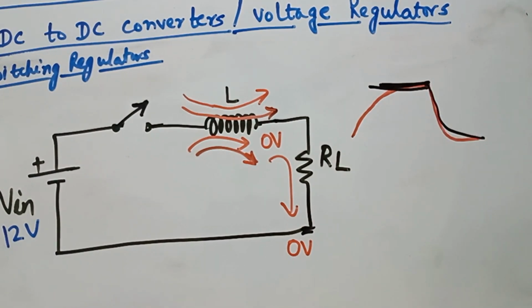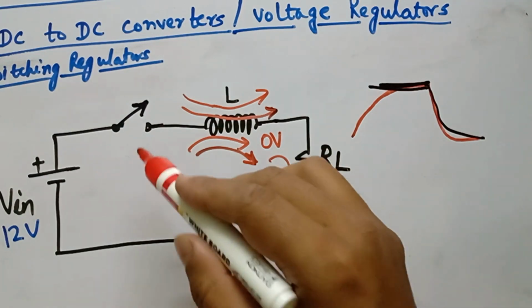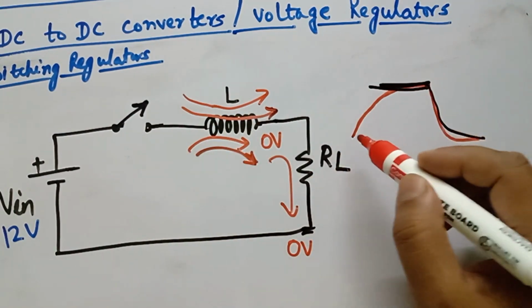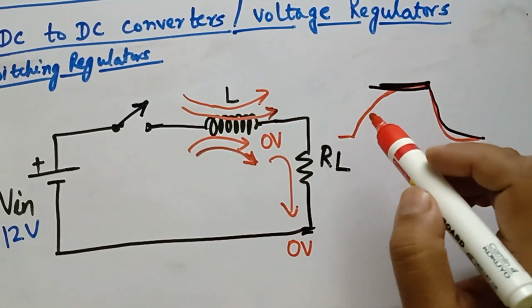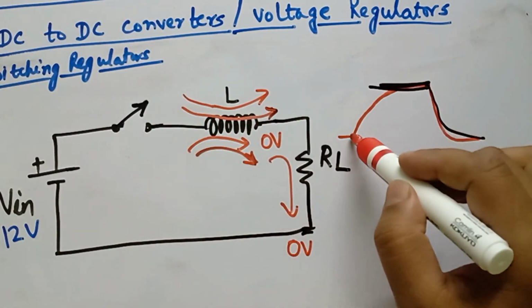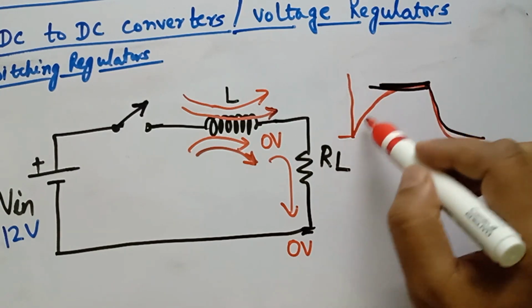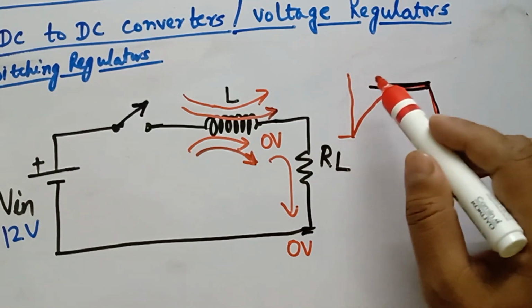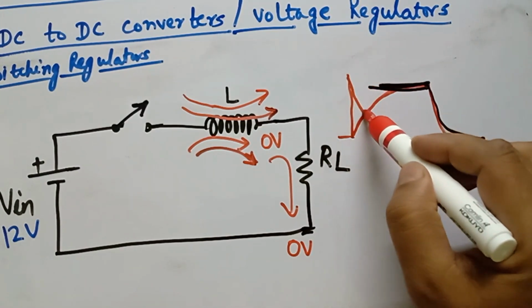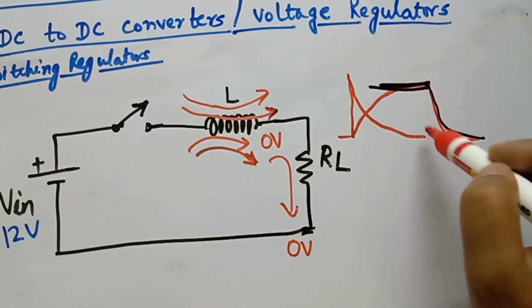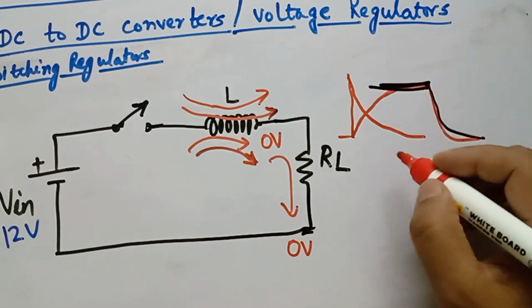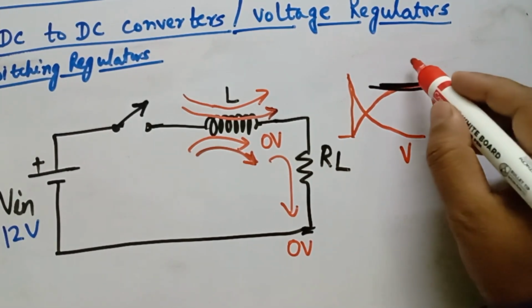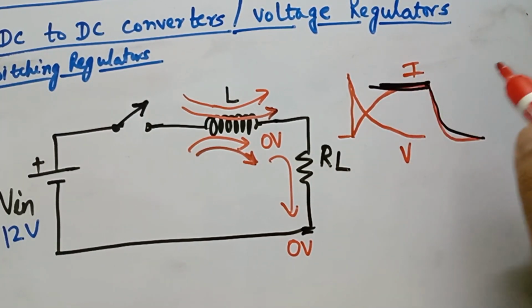So it will feed the current through this resistance. Whereas the voltage, if you see, when the switch was closed, initially there was no voltage drop across the inductor. And if you see when the switch was closed, there was a sudden change in the voltage because the current cannot change. And then the voltage drop will slowly happen till the time the inductor is fully charged. So this is the voltage and this is the current I.